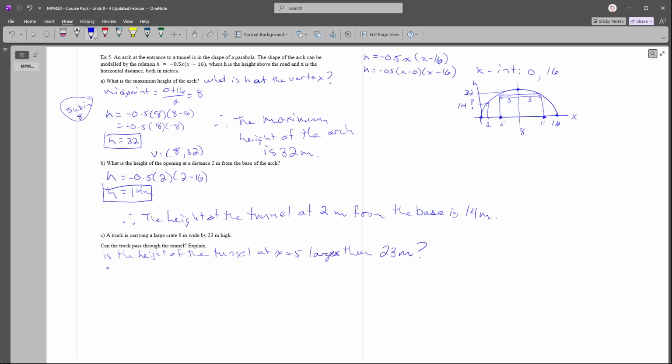So let's substitute and find out. H is equal to negative 0.5 times x, which is 5, times 5 minus 16. So we have negative 0.5, we'll leave the 5 alone, and now we have 5 minus 16. That should be negative 11.